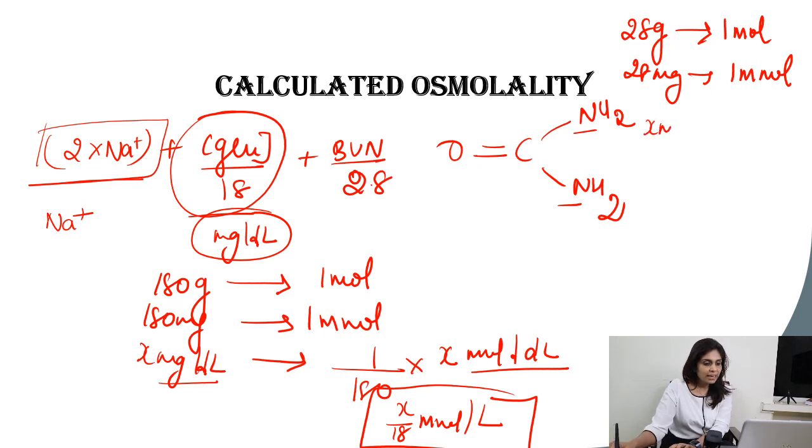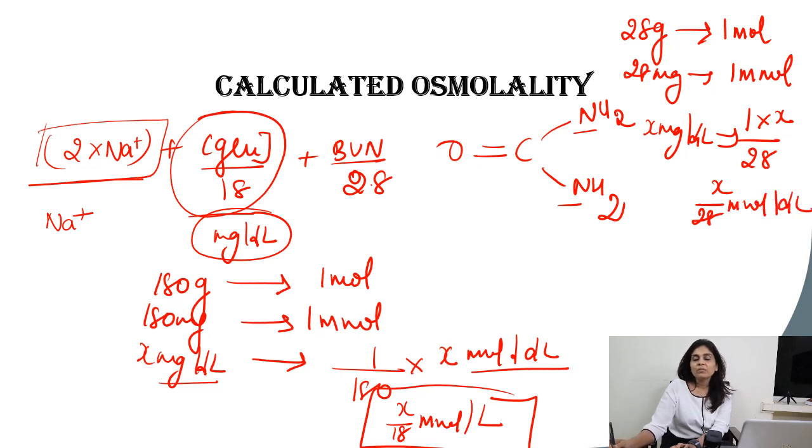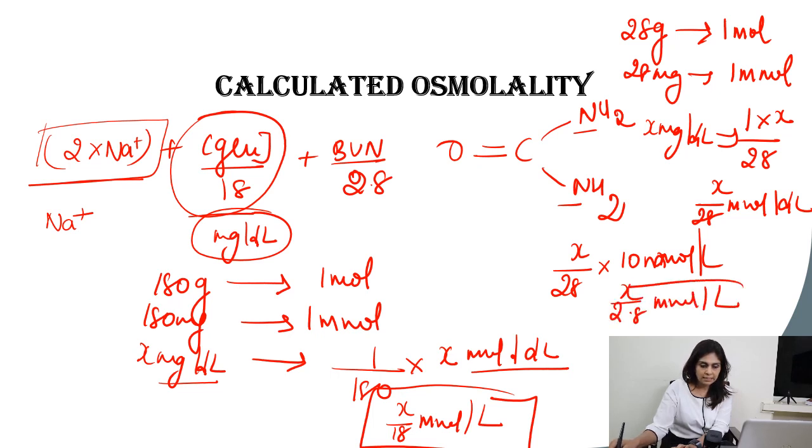For the given X milligram per deciliter of blood urea nitrogen, how many millimoles do you expect? If it is 28 milligram, it is 1 millimole. For X milligram per deciliter, it is X by 28 millimoles per deciliter. And to convert it into millimole per liter, you have to multiply it by 10. So X by 28 into 10 millimoles per liter. So it becomes X by 2.8 millimole per liter. That is the reason for the third component.